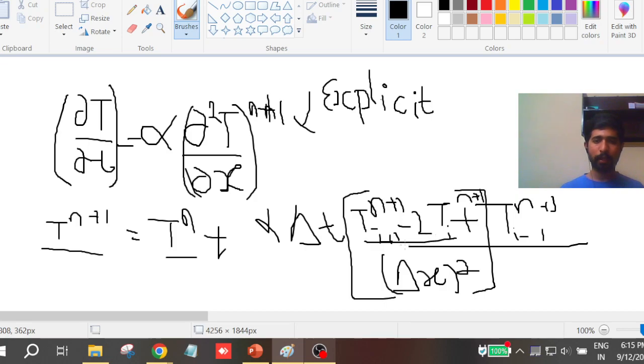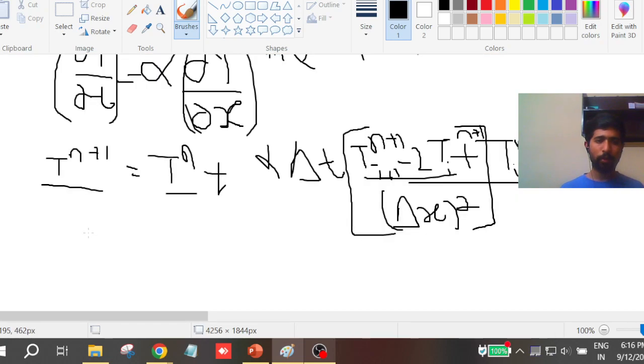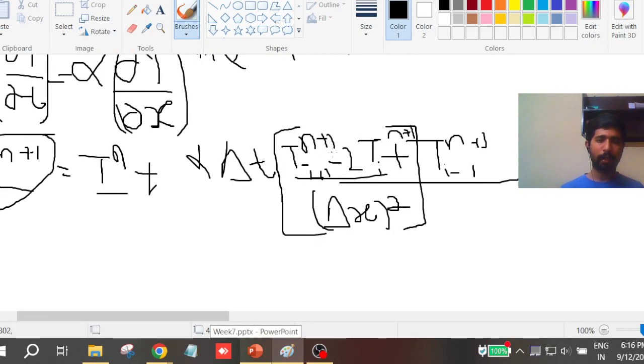what you can clearly see here is that you cannot directly get the value of Ti at n plus 1, because on the right hand side also we have Ti at n plus 1, we also have Ti plus 1 at n plus 1, and we have Ti minus 1 at n plus 1. So we need to simultaneously solve these equations.